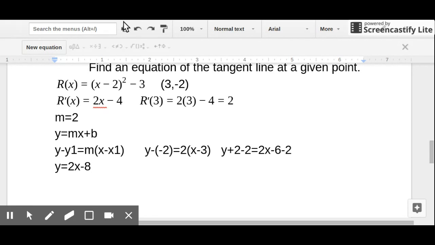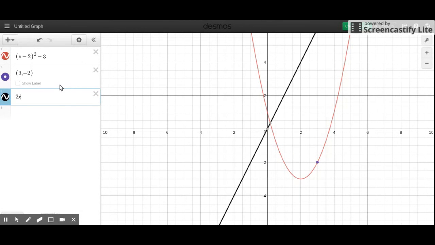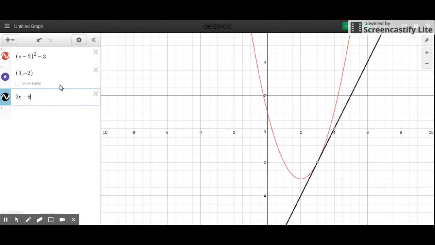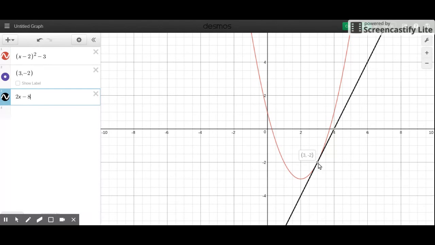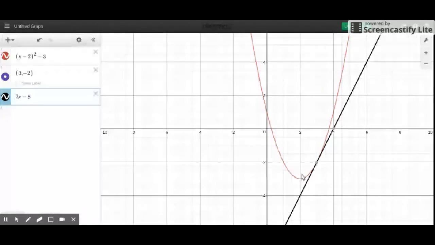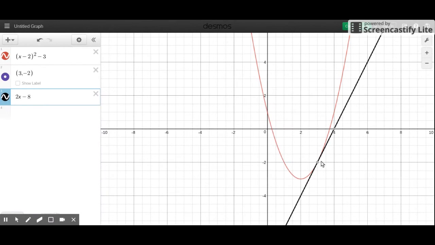All right, let's go back to the graph, 2x minus 8. Okay, 2x minus 8. Ah, look at that. There it is. All right, so this time it's a black line. Never know what it's going to be. And it's the line that's tangent to this red line, which is our curve, passing through the point 3, negative 2. All right, passing through the point 3, negative 2.